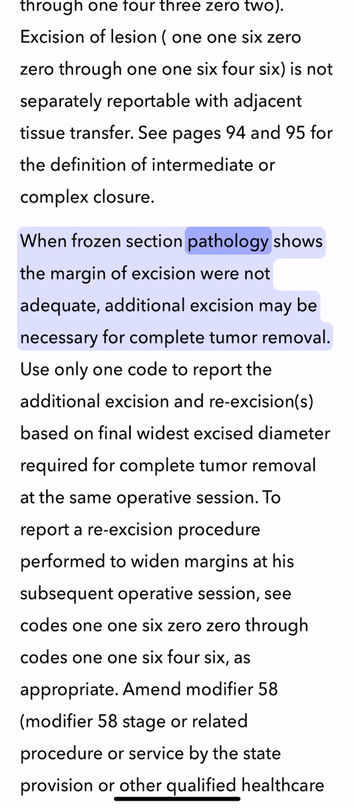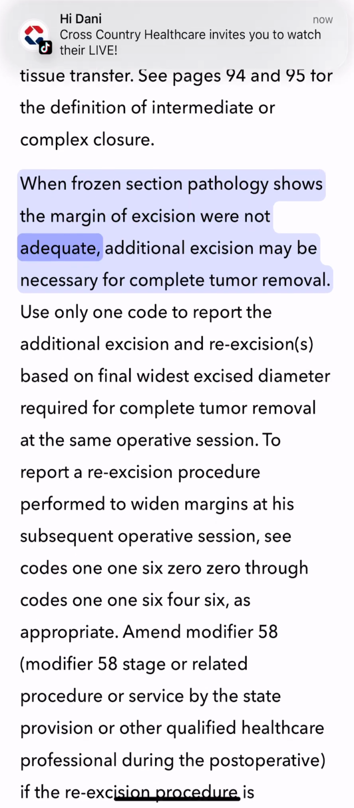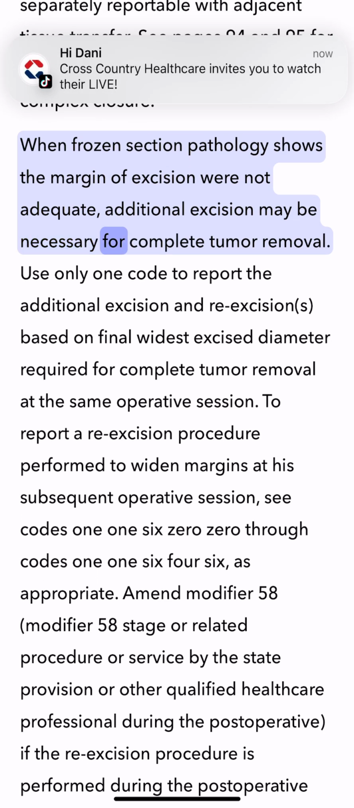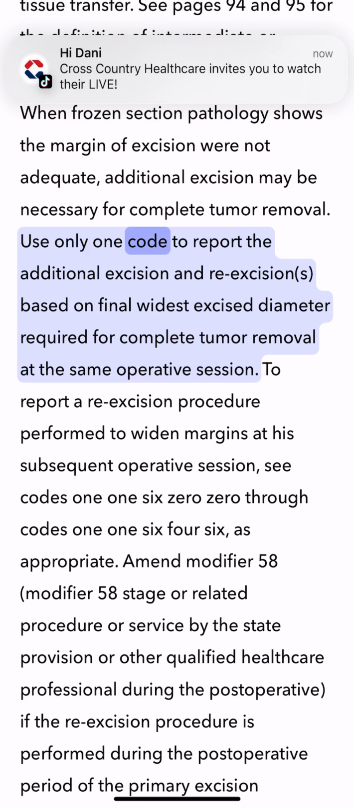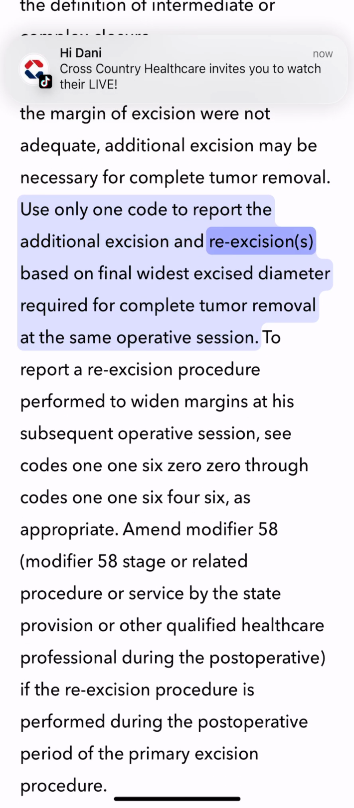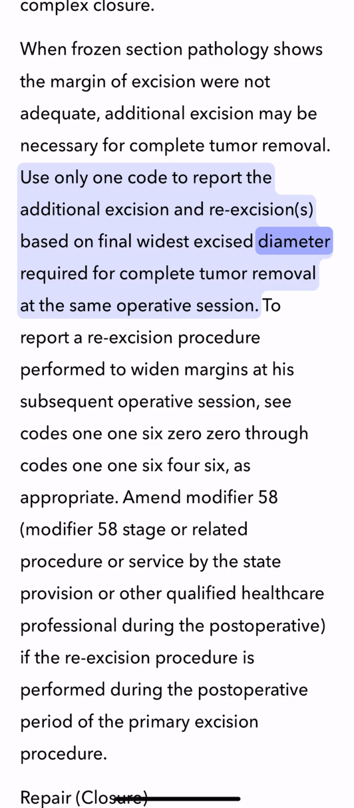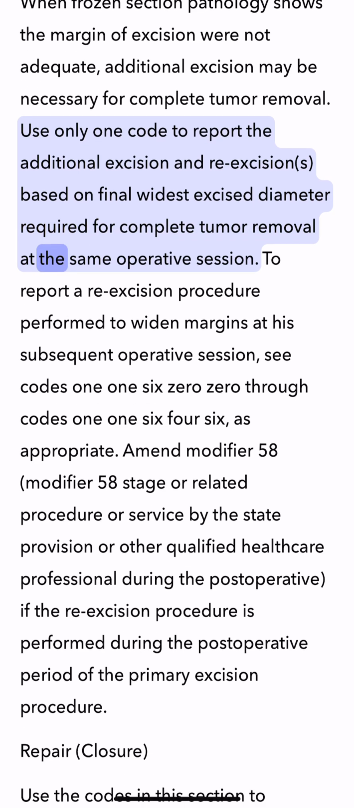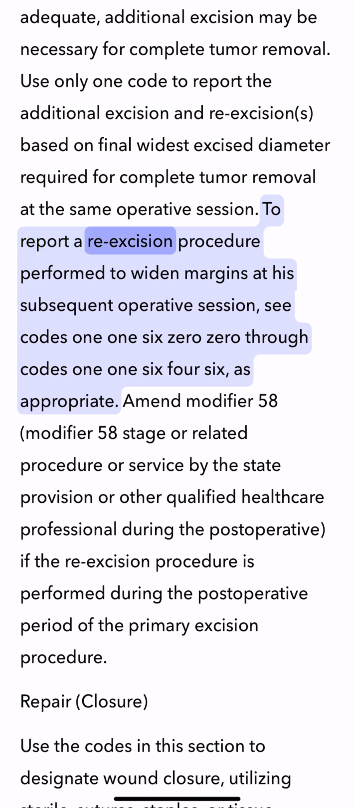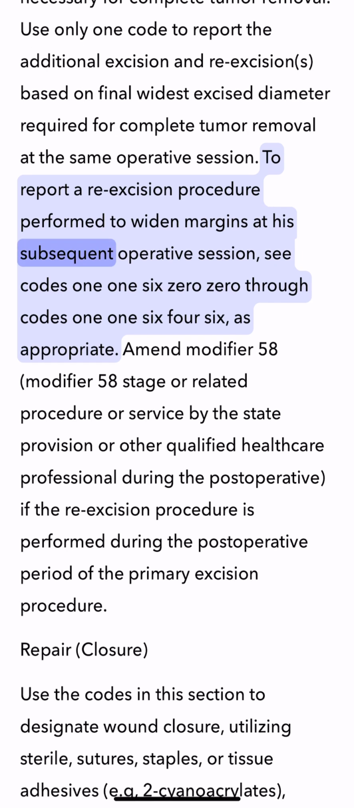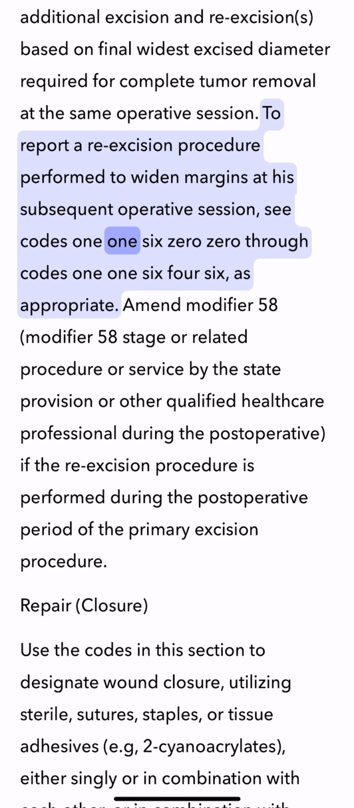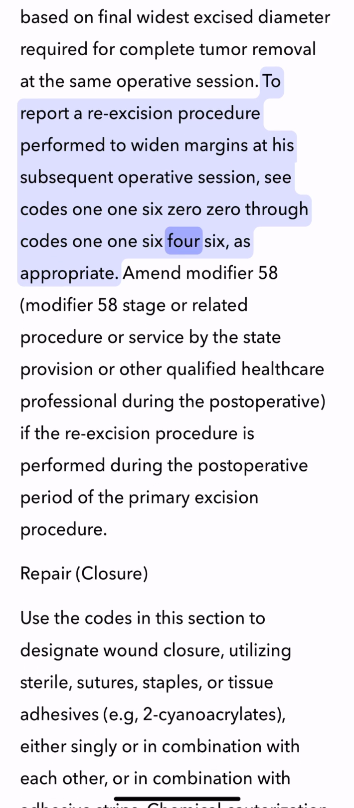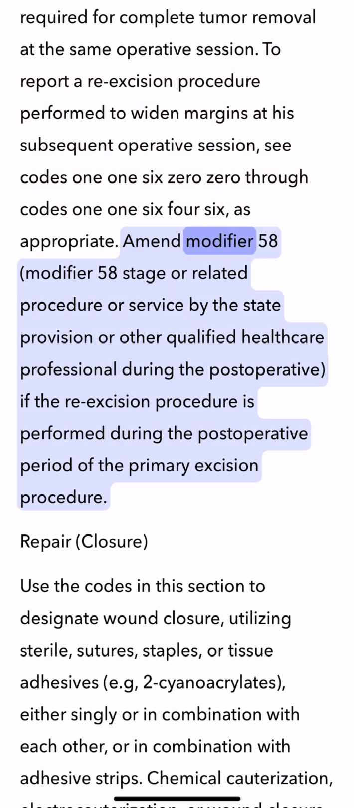When frozen section pathology shows the margins of excision were not adequate, additional excision may be necessary for complete tumor removal. Use only one code to report the additional excision and re-excision, based on the final widest excised diameter required for complete tumor removal at the same operative session. To report a re-excision procedure performed to widen margins at a subsequent operative session, see codes 11600 through 11646. As appropriate, append Modifier 58.